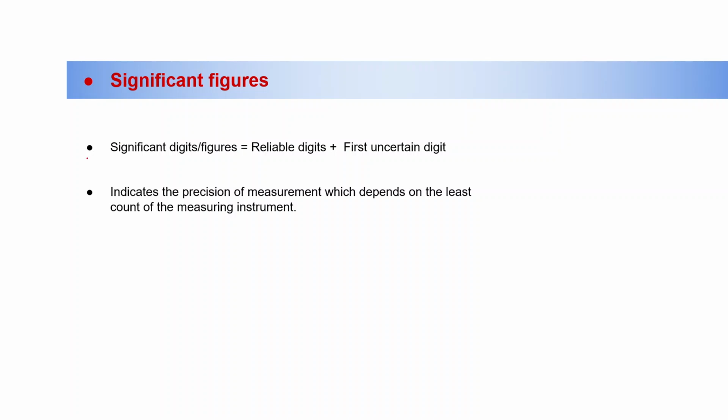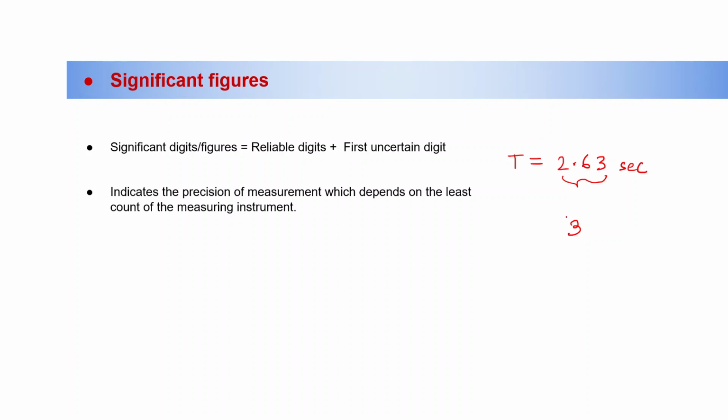Again, what we mean by significant digits or significant figures is that it consists of reliable or certain digits and the first uncertain digit. It indicates the precision of measurement, which depends on the least count of the measuring instrument. Again, it talks about the error only, but here we only focus on the first uncertain digit. So as I gave the example, if the time period we are calculating is 2.63 seconds, here the number of significant figures is 3.